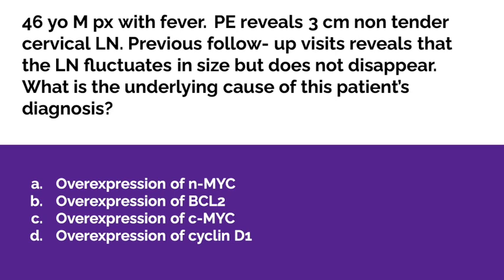Well, let's break it down. So for overexpression of NMYC, that is associated with neuroblastoma. Overexpression of cMYC, that is associated with Burkitt's lymphoma. Overexpression of cyclin D1, mantle cell lymphoma. So of course that leaves us with answer choice B. Overexpression of BCL2 is associated with follicular lymphoma.